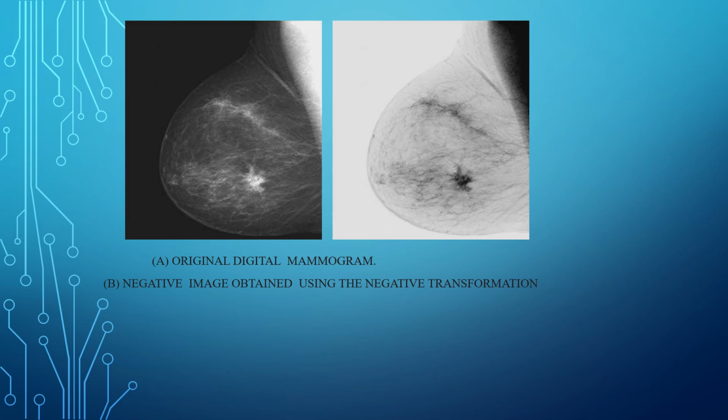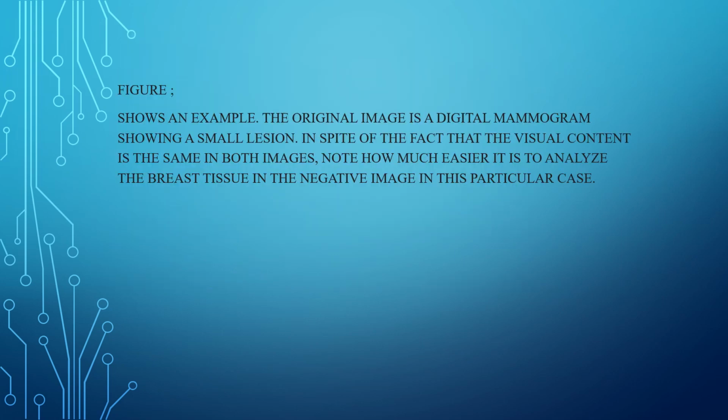Here we can see two figures. The first one is the original digital mammogram and the next one is the negative image obtained using the negative transformation. The original image is a digital mammogram showing a small lesion. In spite of the fact that the visual content is the same in both images, note how much easier it is to analyze the breast tissue in the negative image in this particular case.